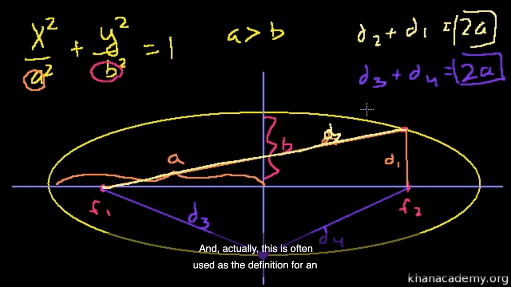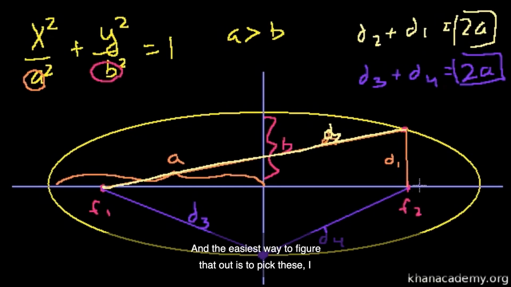That's just neat. And actually, this is often used as the definition for an ellipse, where they say that the ellipse is the set of all points, or sometimes they'll use the word locus, which is the graphical representation of the set of all points, where the sum of the distances to each of these focuses is equal to a constant. We'll play with that a little bit, and figure out how to find the focuses of an ellipse.